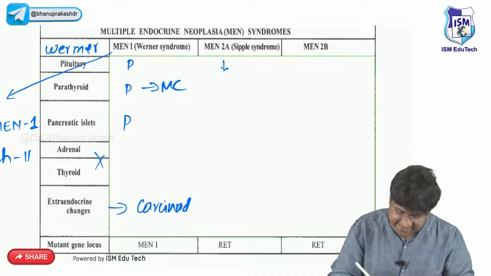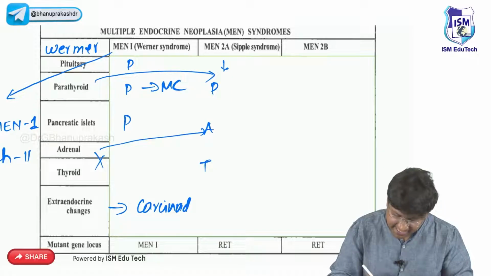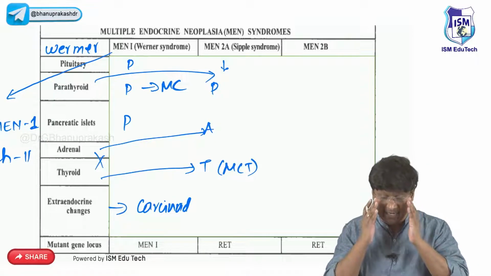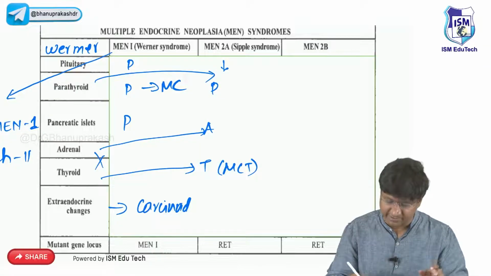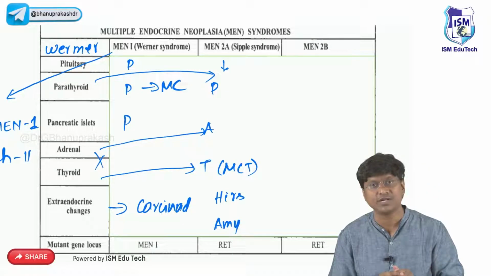Then you take MEN2A, which is also called Sipple syndrome, as well as MEN2B. In MEN2A, just remember this mnemonic, that is PAT. What is PAT? P stands for parathyroid abnormality, A stands for adrenal pheochromocytoma, T stands for thyroid, that is medullary carcinoma of thyroid. Okay. And in MEN2A, what are the extra endocrine manifestations? Hirschsprung's disease will be there and amyloidosis will be there.